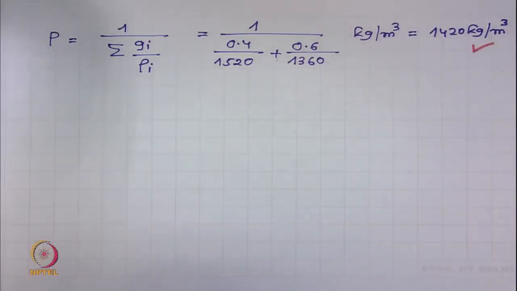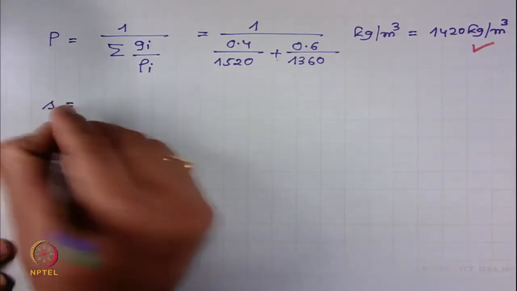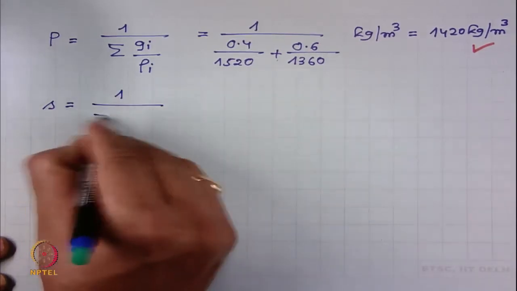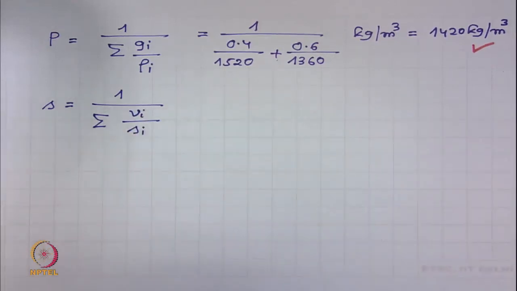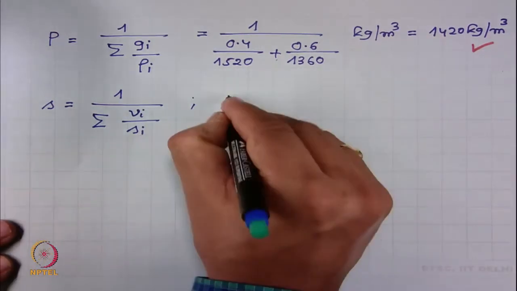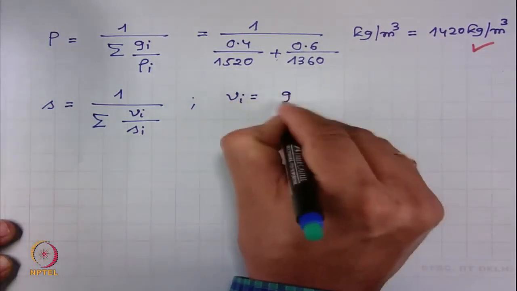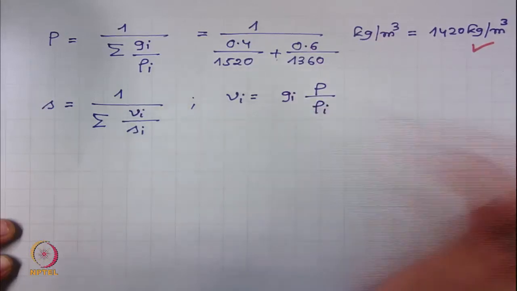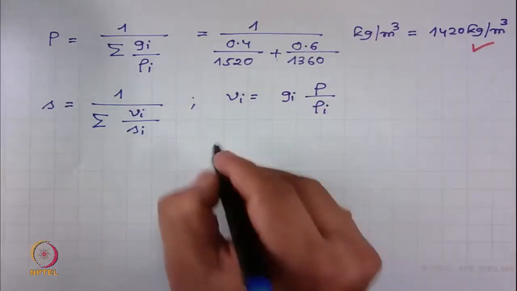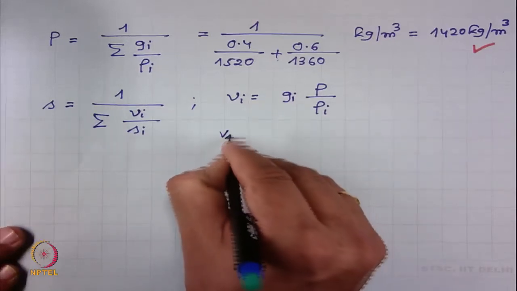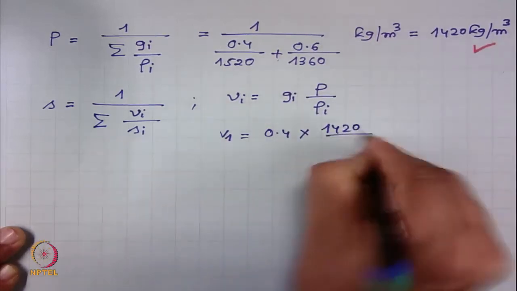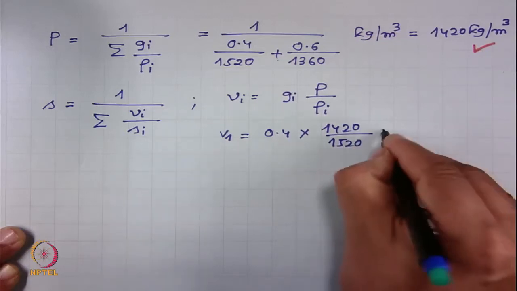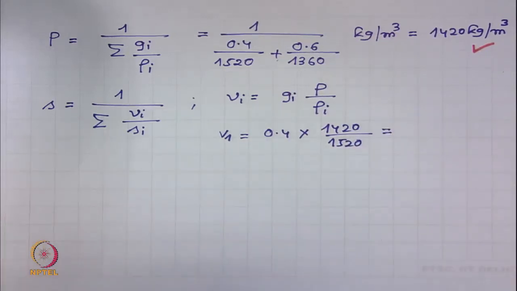Now we calculate the fourth one, mean fiber cross sectional area S. What is S? S is equal to 1 by summation volume fraction by individual cross sectional area. Now, what is volume fraction? Volume fraction is equal to mass fraction times mean fiber density by individual fiber density. So let us calculate V1 first. G1 is 0.4 cotton, mean density is 1420 and cotton fiber individual density is 1520. So, what is the volume fraction? Volume fraction is 0.37.